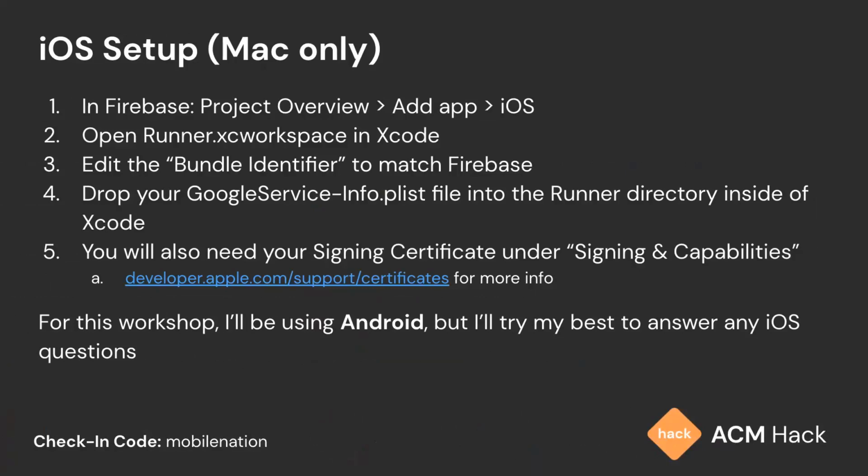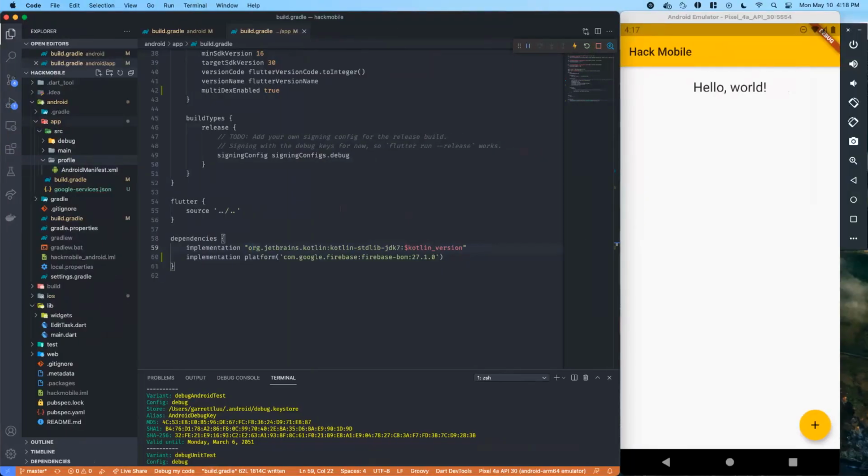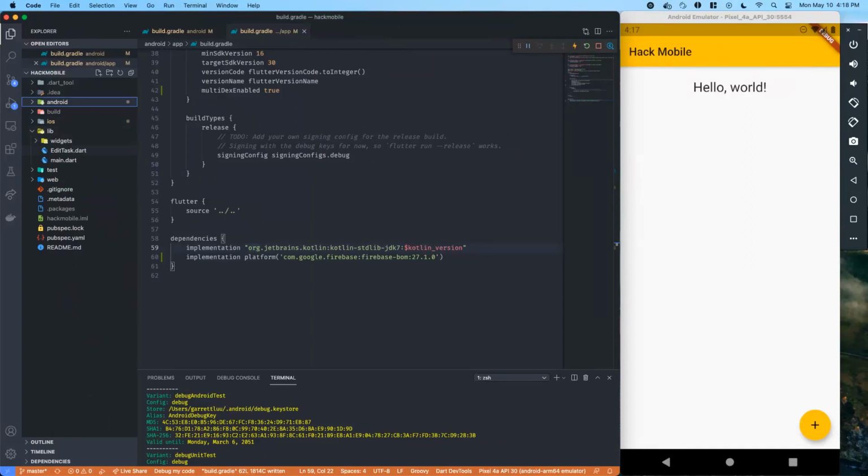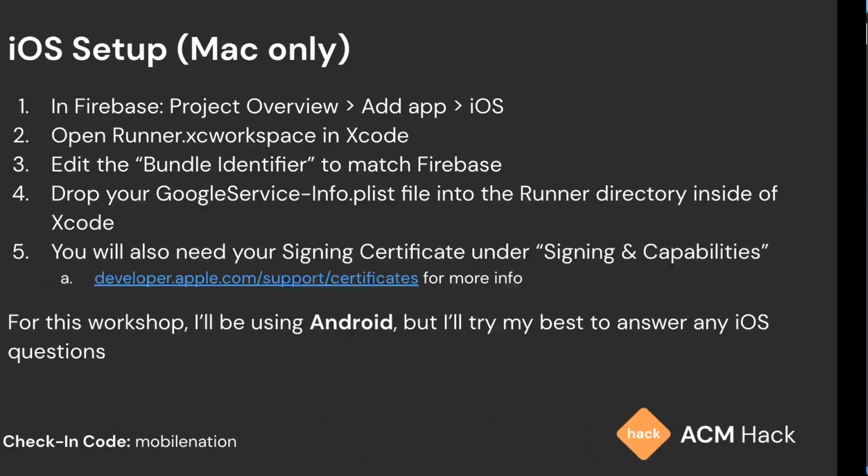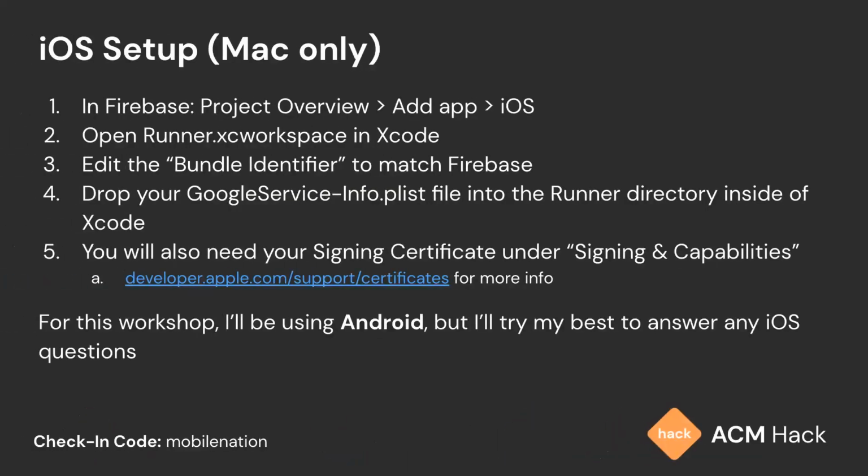iOS setup. So I actually didn't do this because I don't have an Apple developer account, and apparently you need one of those. So if you have any questions, I'll try to answer them about this process, but know that I didn't actually go through this and make sure everything worked. But you can open the iOS project in Xcode and add in your Google Services file that way. So for this workshop, we'll be using Android instead. But if you're using iOS, I'll still try my best to help you.